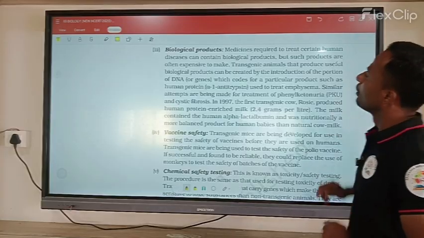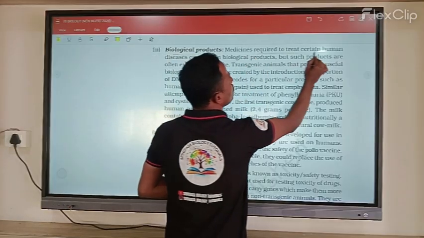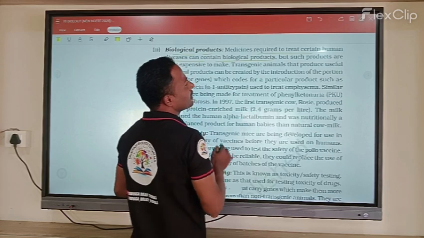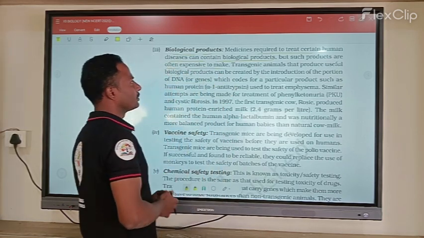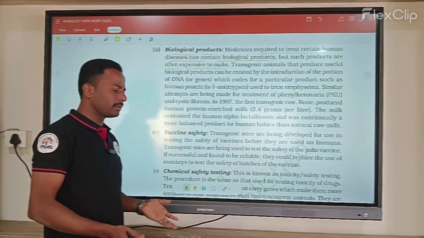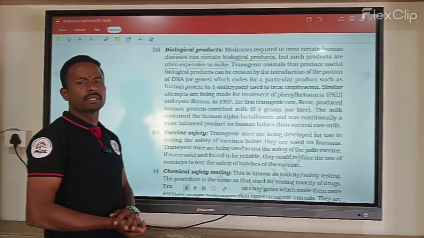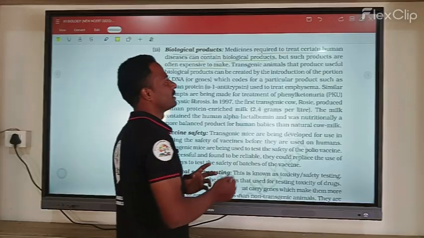Okay, next, the third one: biological products. The medicine required to treat certain human diseases can contain biological products, but such products are often expensive to make. For example, for cancer, the medicine is so expensive. Like this, many expensive products are present.